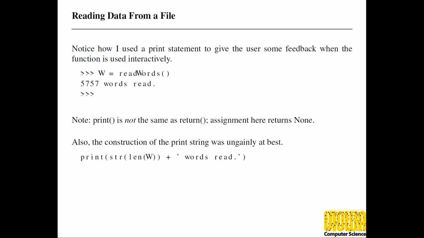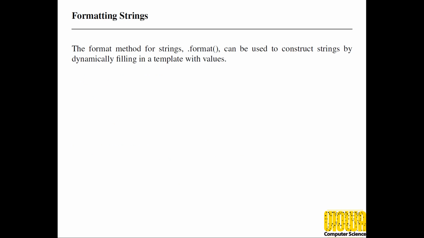Also, I want to note that this print string is really ugly. I have to take the length of W, I have to convert it to a string, and I concatenate it with a space and then words read. Good Lord. Producing good output like this is nasty, as some of you have found out in your show table and so on. Fortunately, there's a better way to do this. Unfortunately, we're going to wait till Friday to find out what it is, but I'll give you a little hint. We're going to use the format directive for strings, which is a method of the string type. But you don't need to know that today. We'll do it after the exam.